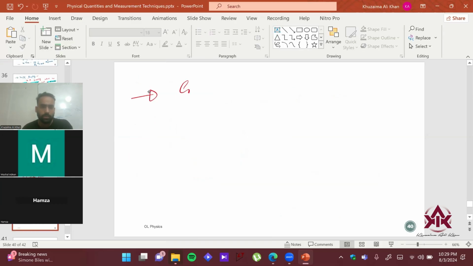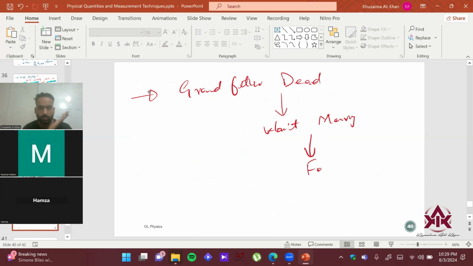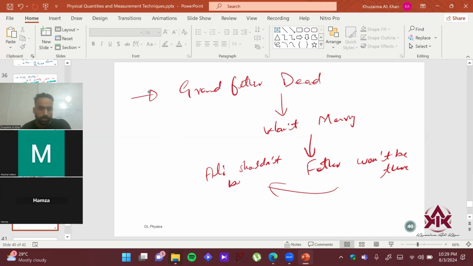So we have grandfather dead. If his grandfather is dead, he won't marry. If he won't marry, how will the father, and then the boy, be born? So the grandfather died, his father won't be there. If his father is not in the world, Ali shouldn't be there. So this is a loop over here. That's why it's called a paradox.